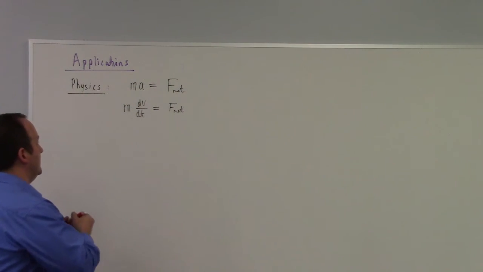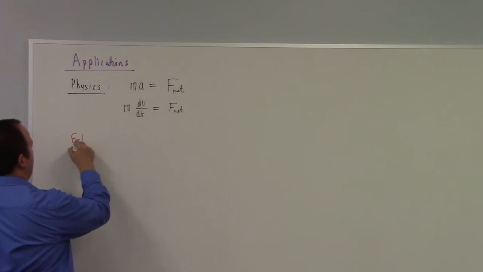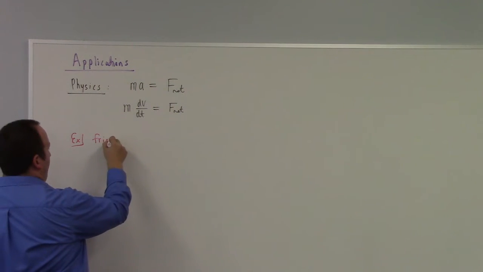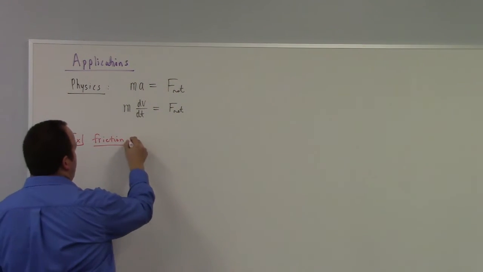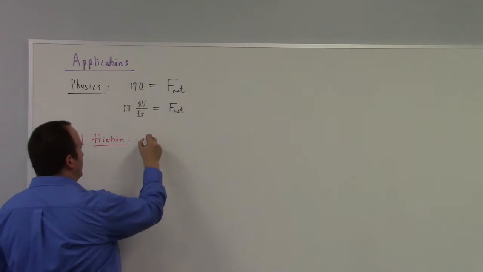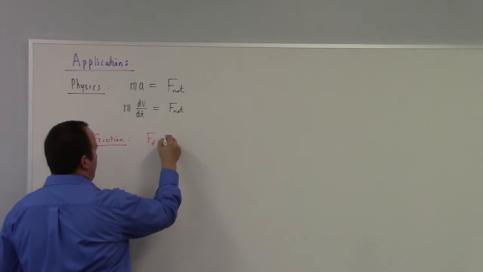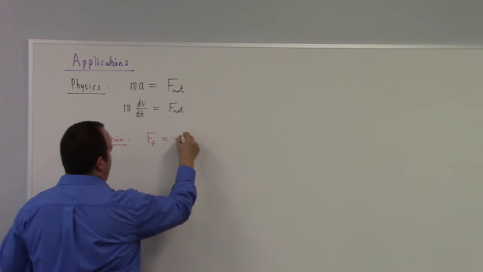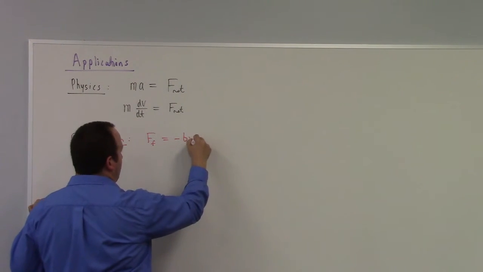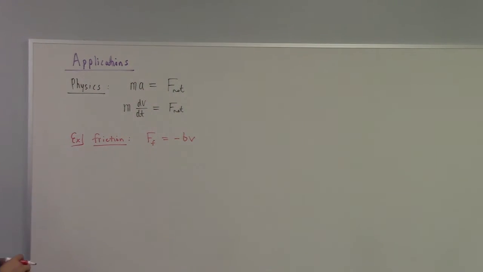Let's see here. So example, friction, right? So a velocity-dependent friction force would be something like this. Force of friction is, say, minus b times v. So if the velocity is positive, that means you're going to the right. The friction force points which way? To the left, right? And vice versa. Does this make sense? Right?